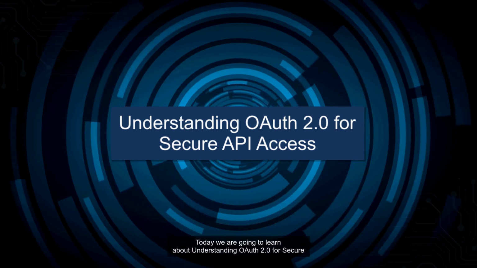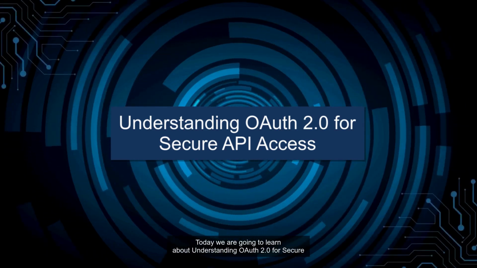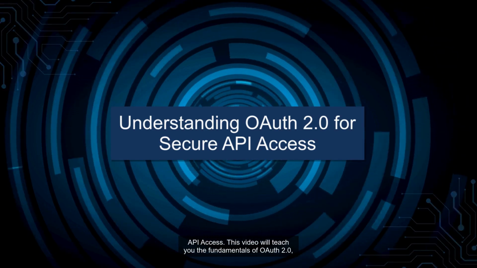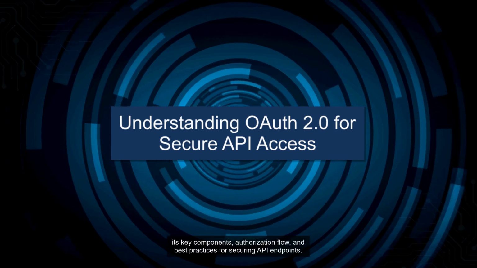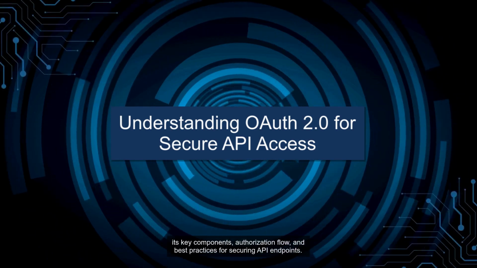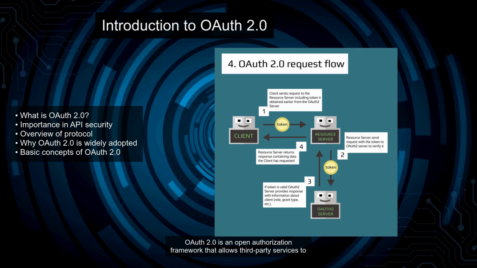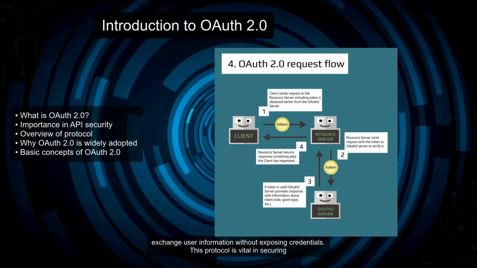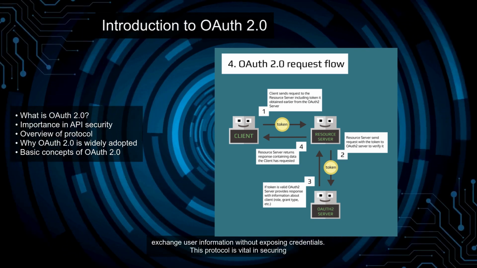Today we are going to learn about understanding OAuth 2.0 for secure API access. This video will teach you the fundamentals of OAuth 2.0, its key components, authorization flow, and best practices for securing API endpoints. OAuth 2.0 is an open authorization framework that allows third-party services to exchange user information without exposing credentials.